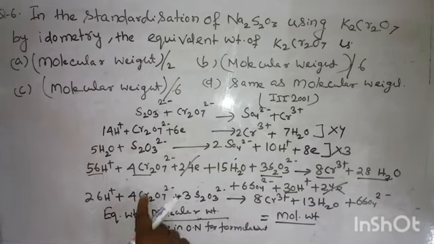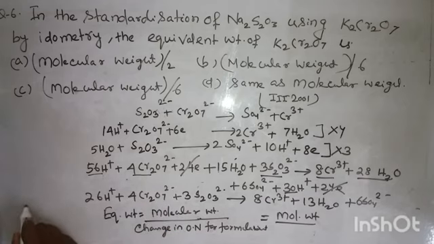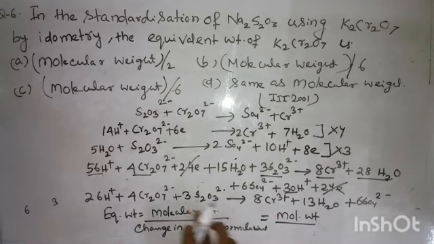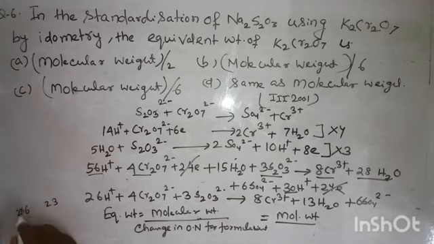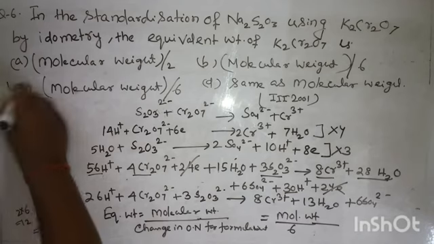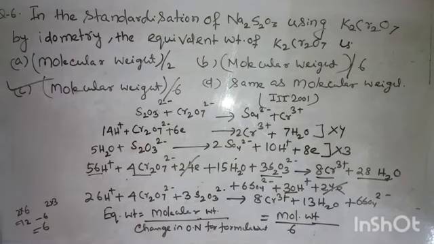This is chromium, and its oxidation number here is 6. Here chromium's oxidation number is 3. Here there are 2 chromium, so just multiply: 2 into 6 and 2 into 3, that is 12 minus 6, equal to 6. So the change in oxidation number per formula unit is 6. That is, molecular weight by 6. The answer is C. Question number 7.